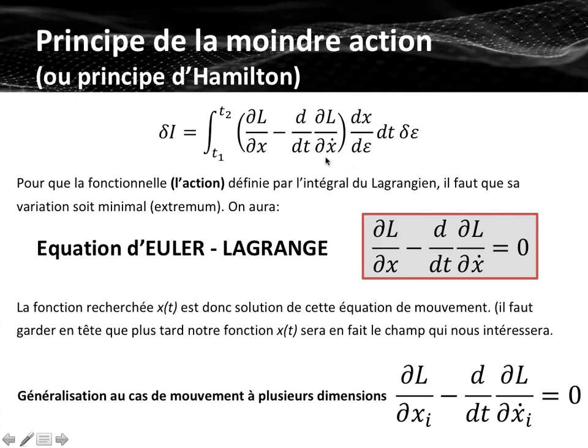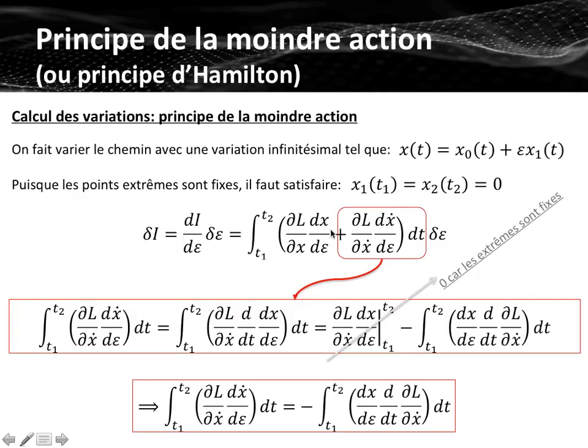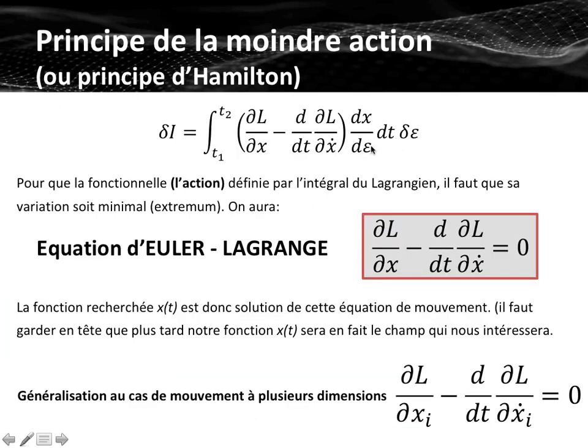What this gives us is this. If you just do it, you will see that here we have dx over d epsilon, and here we have dx over d epsilon. If we take this as a common factor, we get this. Now this is the variation induced on the action I. So if I is minimum, if it's the least action, then delta I must be 0, and for that we get the partial derivative of L with respect to x minus d over dt of the partial derivative of L with respect to x point equal to 0, and this is called the Euler-Lagrange equation.